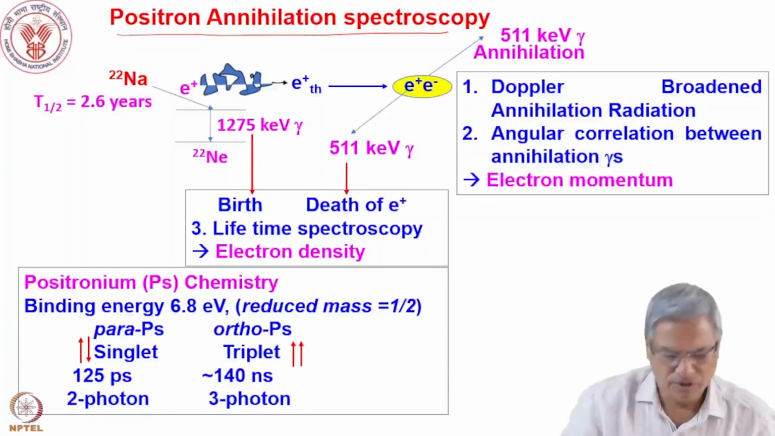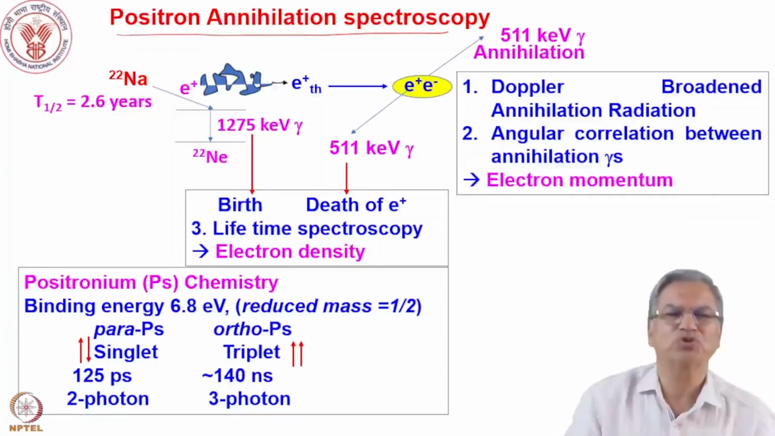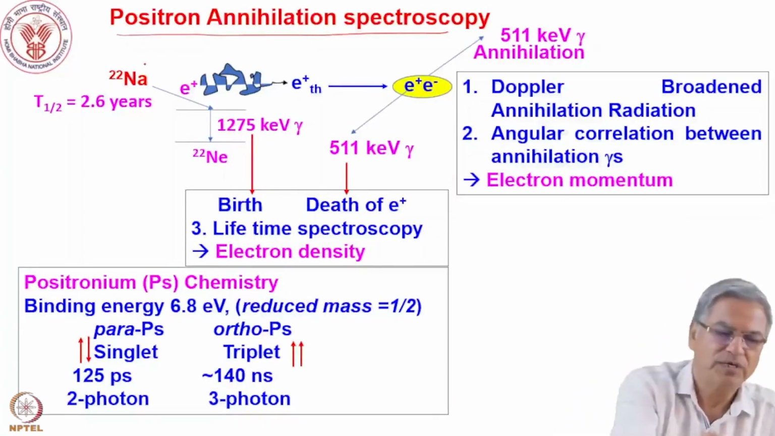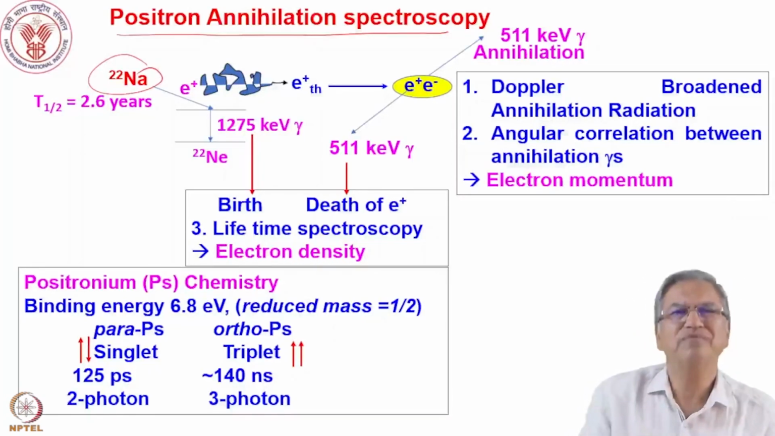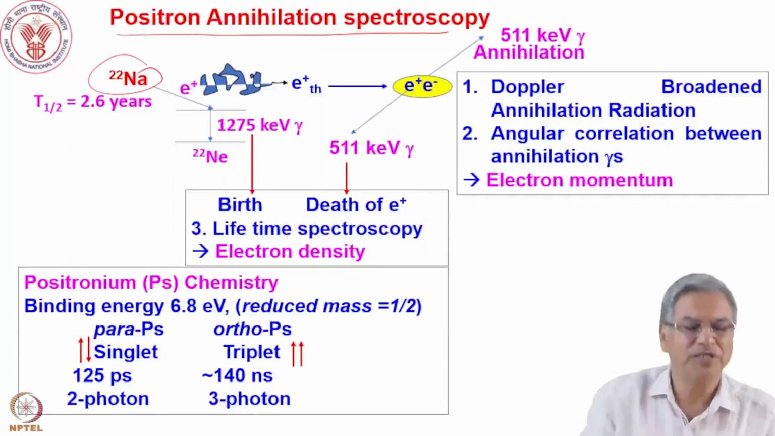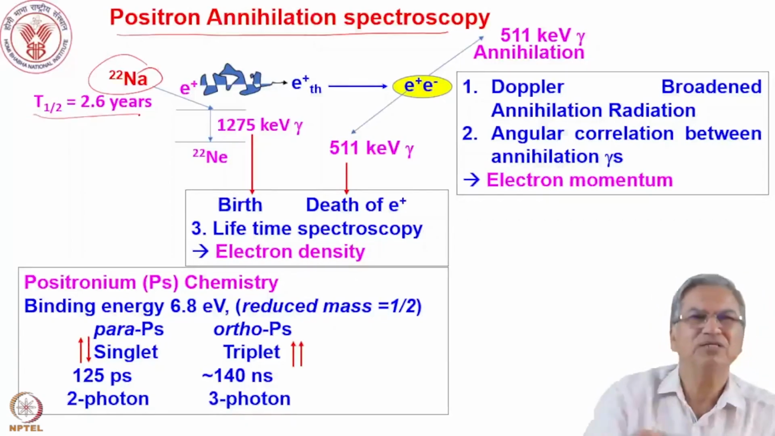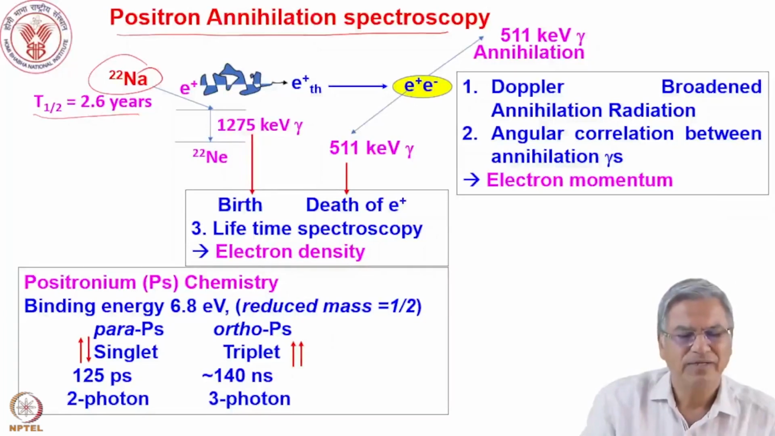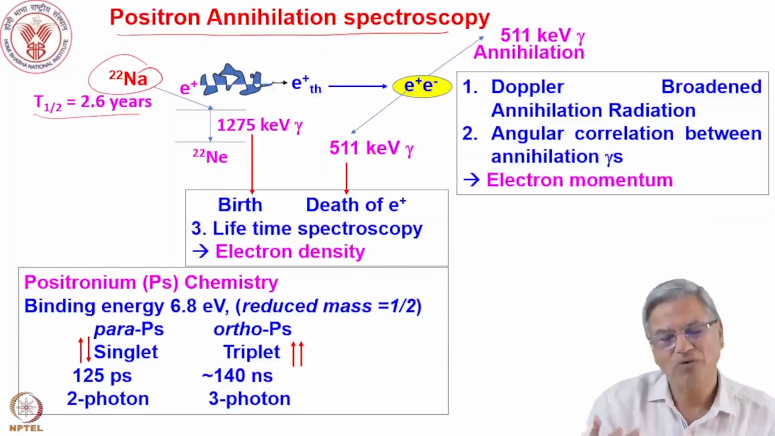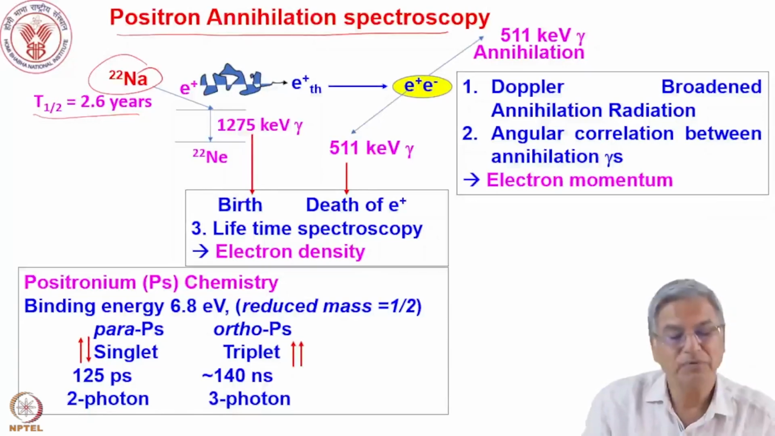I will give you an example of a radioactive source which emits positrons. You can use a positron source, a positron emitter. Of course, it should have a sufficiently long half-life so that you don't need to change the sample repeatedly. And how can this positron be made use of in understanding chemical or physical processes? Let me try to explain using this slide.